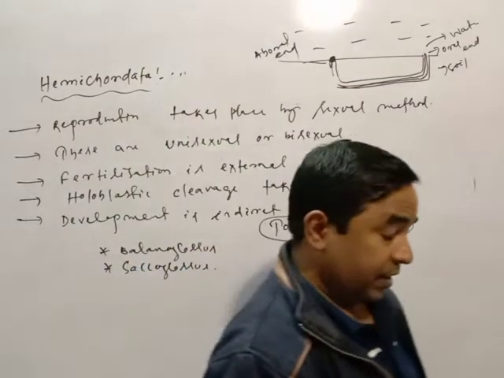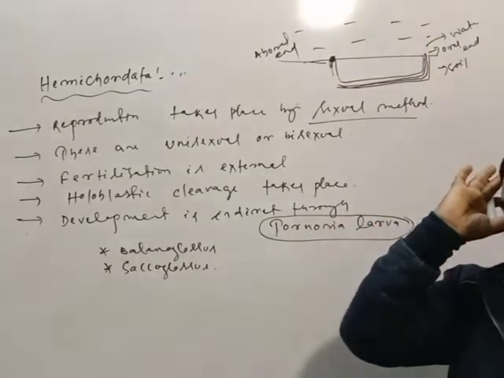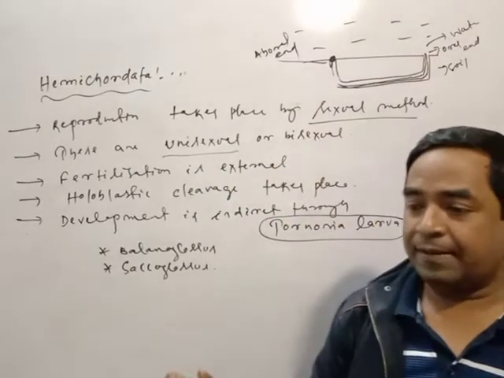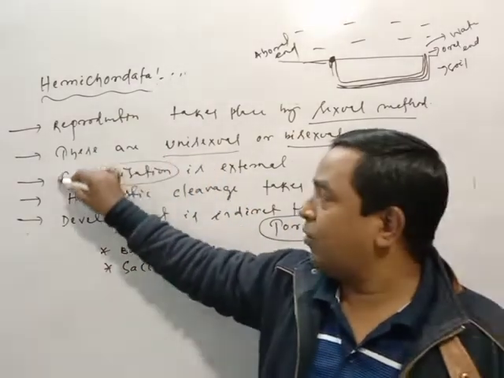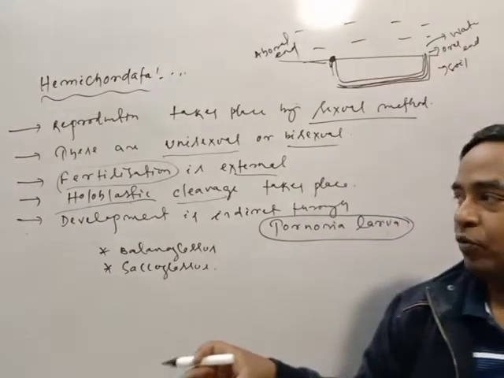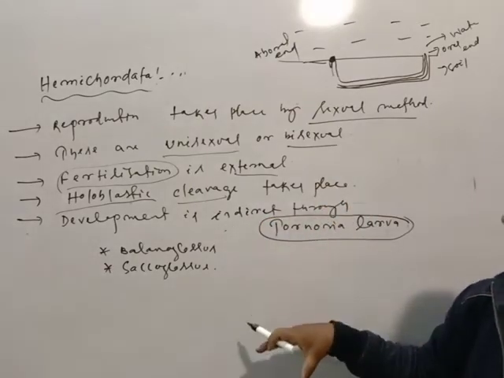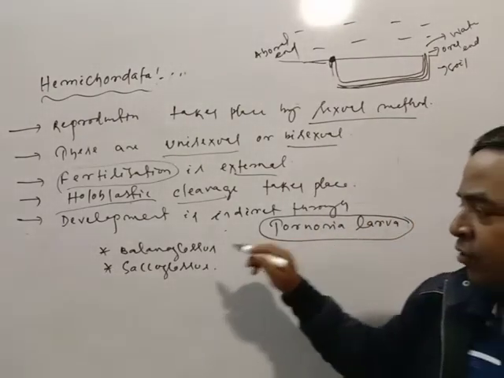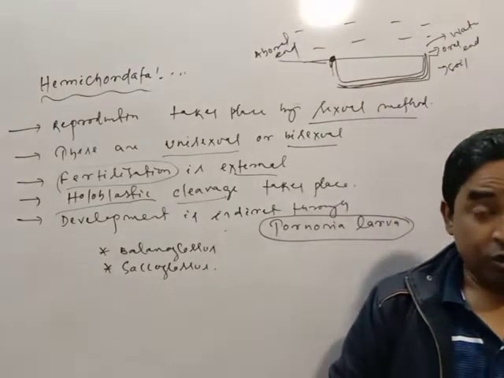See, reproduction takes place by sexual method. That means formation of gametes takes place, and males and females are needed. They are either bisexual, meaning both sex organs are present in the same individual, or unisexual, where different individuals bear different organs. Union of gametes to form a diploid zygote takes place outside the body. Here, cleavage is holoblastic, meaning complete division of the zygote takes place. And development is indirect, meaning a temporary larval form is present prior to attaining sexual maturity. This is your tornaria larva. It includes balanoglossus and saccoglossus, and the other name of balanoglossus is acorn worm or tongue worm.